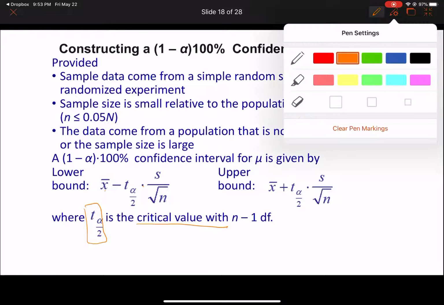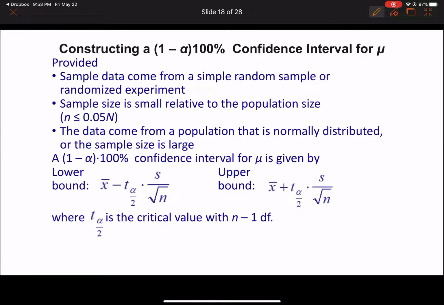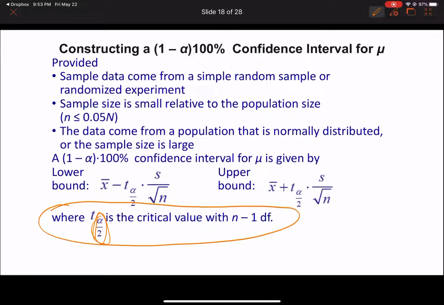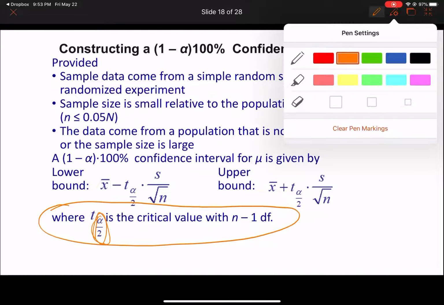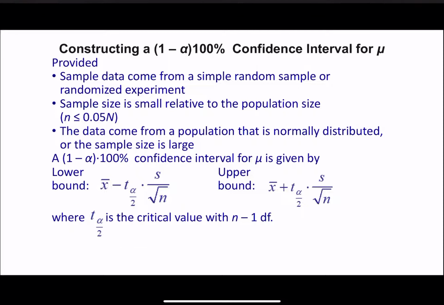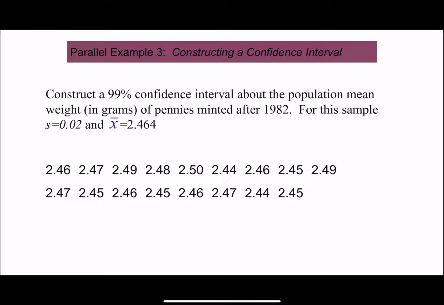And one thing important to note, when we look at our critical value, n minus 1 degrees of freedom, and also make sure that you are dividing that area, or whatever your confidence level is, by 2. So let's do an example. This might help. Okay, so we're going to construct a 99% confidence interval about the population mean weight of pennies minted after 1982.